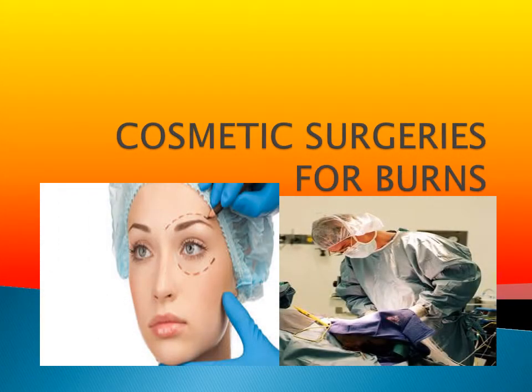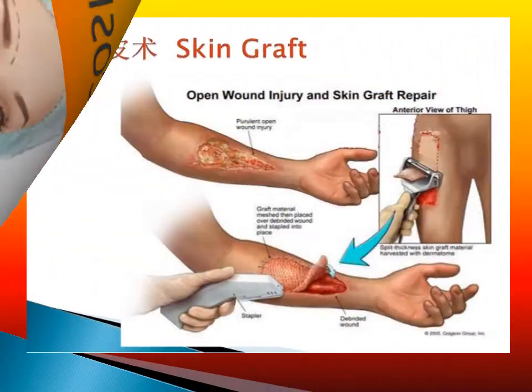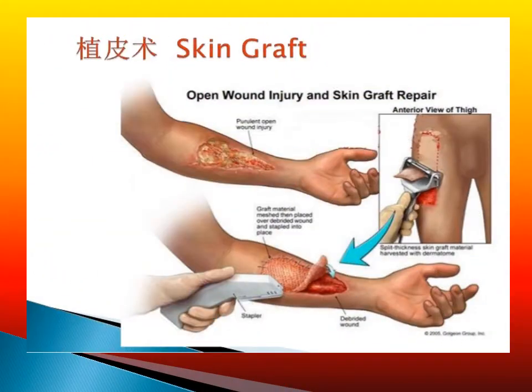Cosmetic surgeries for burns. Here we can see the skin graft, that's open wound injury and skin graft repair. First you are seeing that purulent open wound injury. Second one, it's a graft material that is meshed, then placed over a debrided wound. The graft is getting placed.